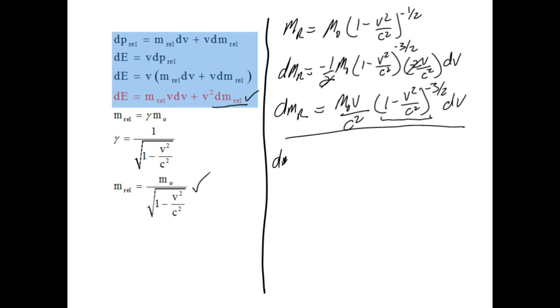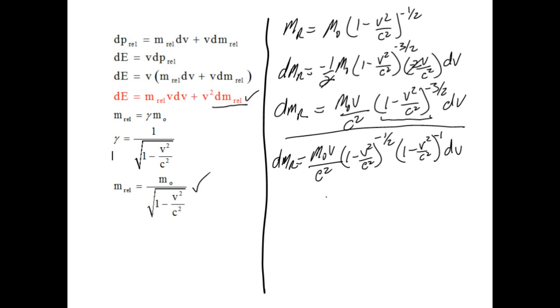So let me rewrite. The change in relative mass is equal to m naught times v over c squared times, and watch what I do here. I'm going to rewrite this: 1 minus v squared over c squared raised to the power of minus 1/2. I'm going to change that to minus 1/2, and then I'm going to rewrite this again: v squared over c squared to a minus 1 power in dv.